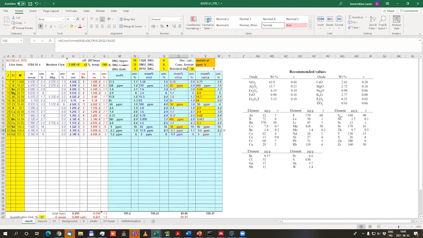And even more informative results can be generated if we do both the prompt gamma activation analysis and the instrumental neutron activation analysis on the same sample, because then much better detection limits can be achieved and much broader selection of elements can be analyzed. Almost every relevant element can be studied by the combination of these two element analysis techniques.